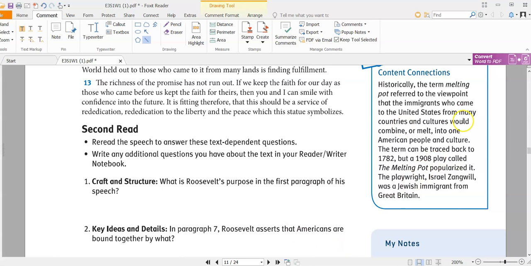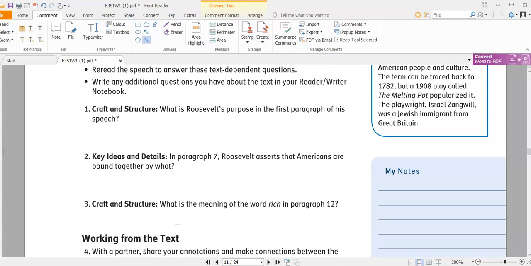In number 2, it says in paragraph 7, so that's where we're going to look for this answer. In paragraph 7, Roosevelt asserts that Americans are bound together by what? So you're going to go back to paragraph 7, once again using textual evidence, explain what Americans are bound together by.